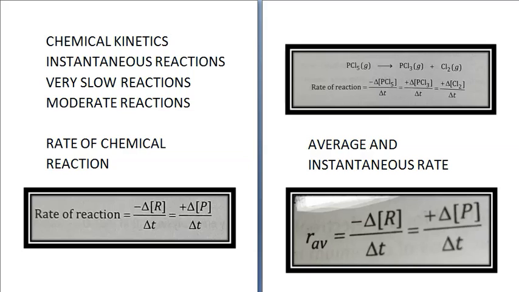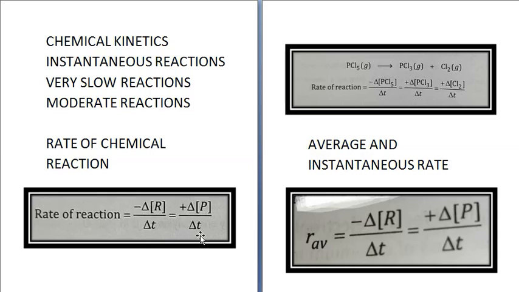Now if R1 and P1 are the initial concentrations at time T1 and R2 and P2 are the final concentrations at time T2, then delta T will be T2 minus T1, delta R will be R2 minus R1 and delta P will be P2 minus P1, and the rate of reaction can be written like this. Rate of reaction is equal to minus delta R upon delta T or plus delta P upon delta T.